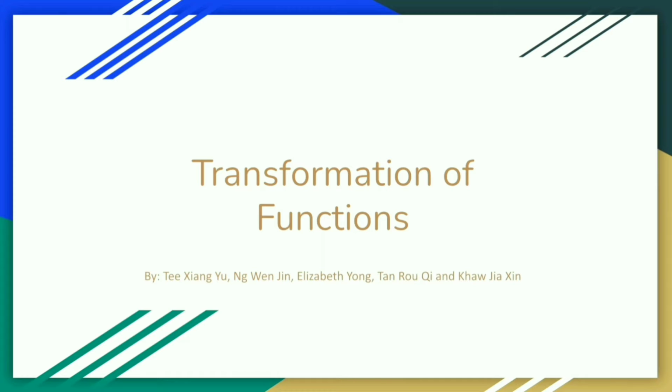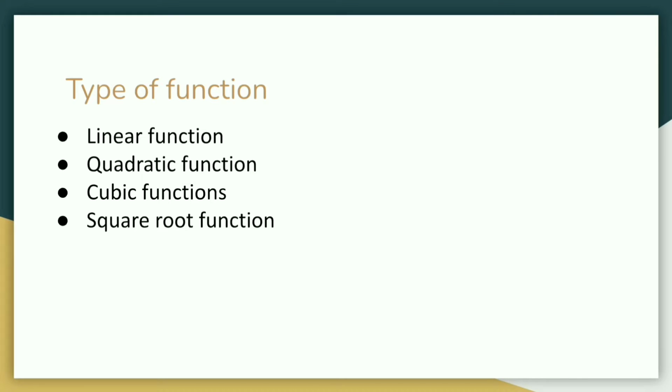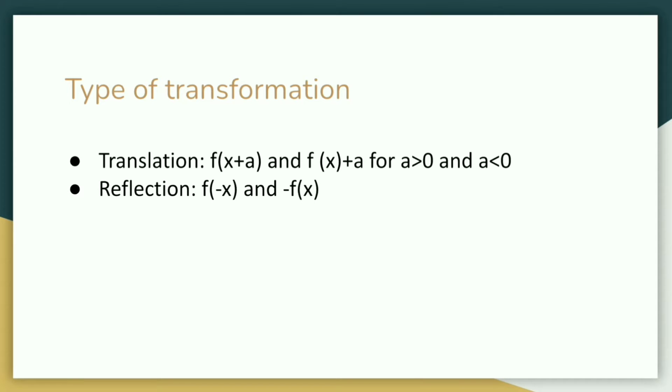Now, my teammates and I are going to present about transformation of function. There are four types of function that we have studied: linear function, quadratic function, cubic function, and square root function. There are also two types of transformation. One of the transformations is translation. It is written in the form f(x) plus a, for a bigger than 0 and a smaller than 0. The other transformation is reflection. It is written in the form f(negative x) and negative f(x).